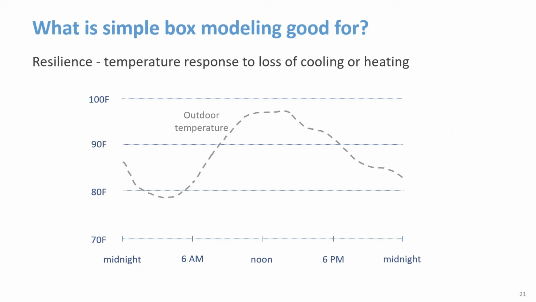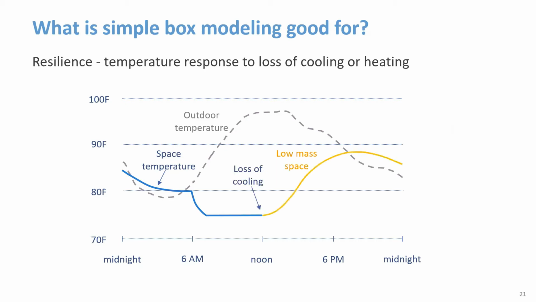This illustration shows one hot day, and under normal operation, the HVAC system is turned on in the morning and the space is cooled to a set point. If, for example, cooling is lost at noon, then the space temperature will start to rise, and the rate of change will be different in spaces with low thermal mass and with high thermal mass. So the simulation result can estimate how long the space temperature will remain comfortable in both of those cases.